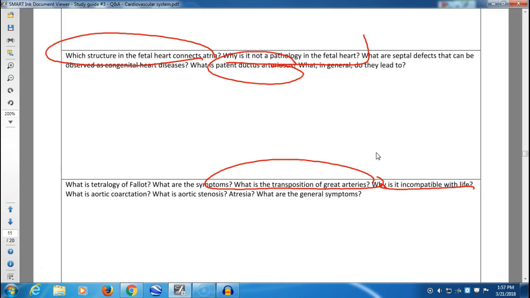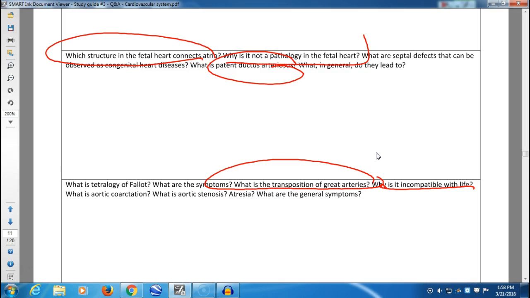Coarctation, stenosis, atresia. So what's coarctation? Generally, narrowing. Pretty much another name for stenosis. What is atresia? It's hypoplasia, just generally. So atresia is basically a very, very small aorta. Does that make sense? That's as far as it goes.